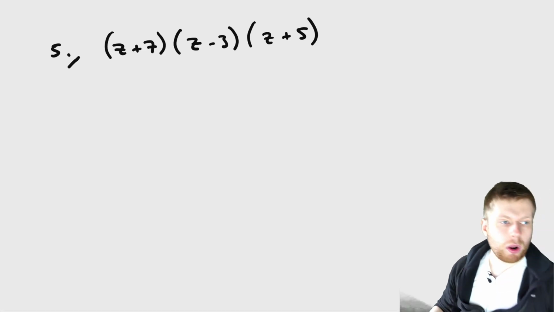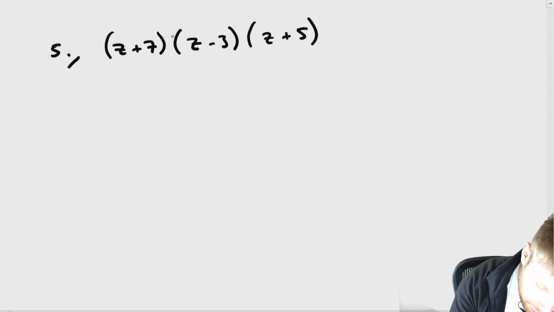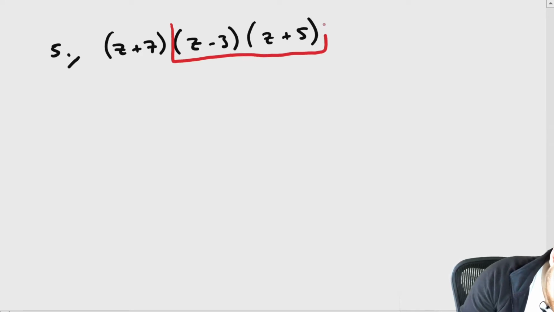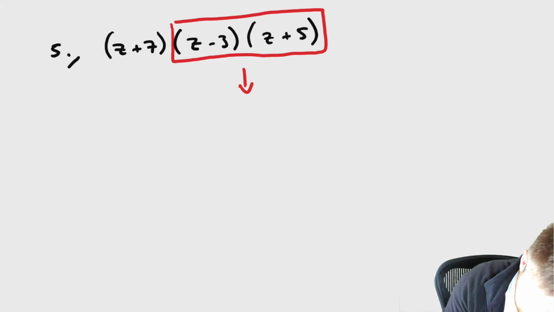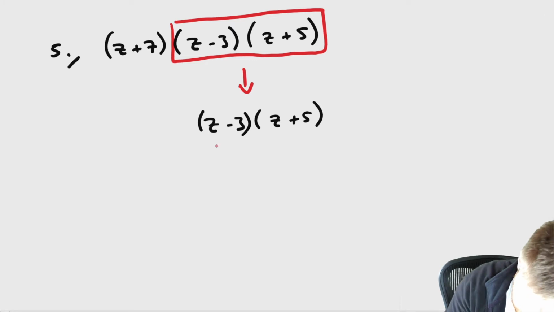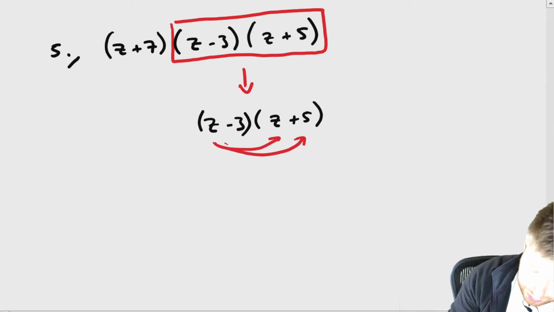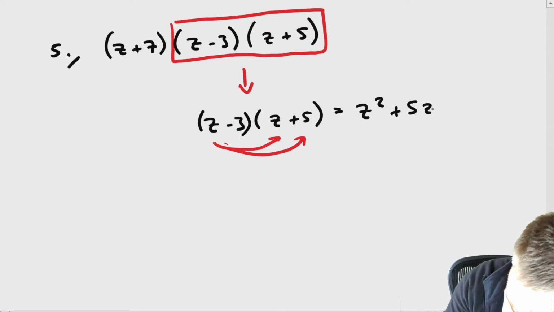All right, here, all I'm going to do is just multiply two brackets together at a time. So let's just choose the last two. So let's just multiply these things out. Let's see if we can do it quickly. So we have z minus 3 times by z plus 5. In other words, I get z times z and z times positive 5. That's going to be z squared plus 5z.